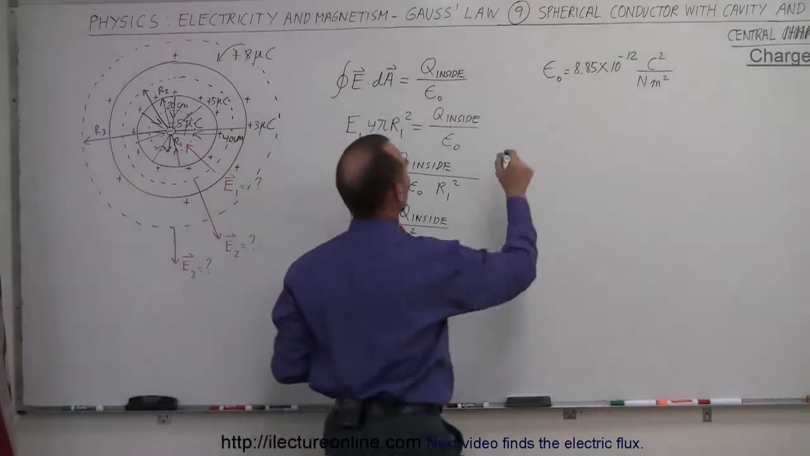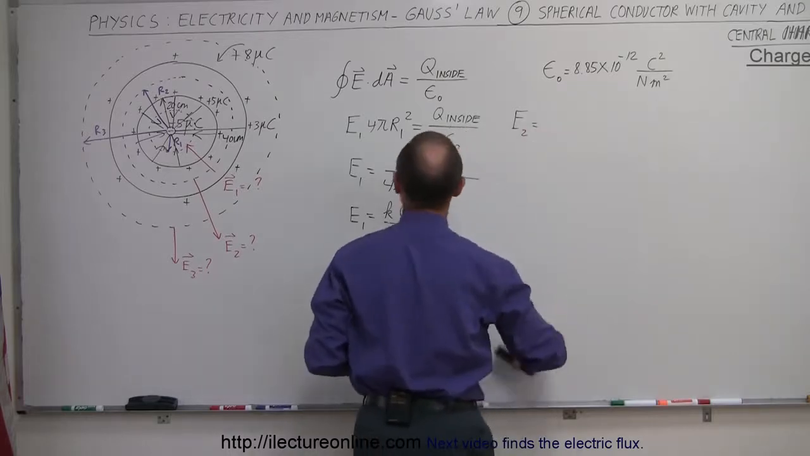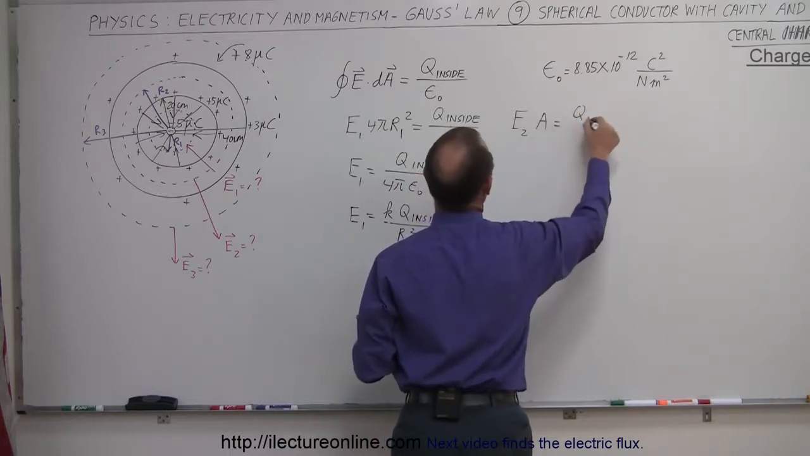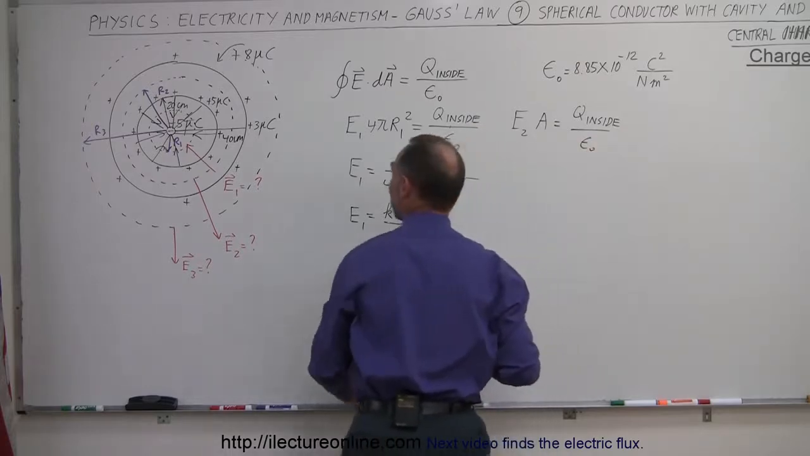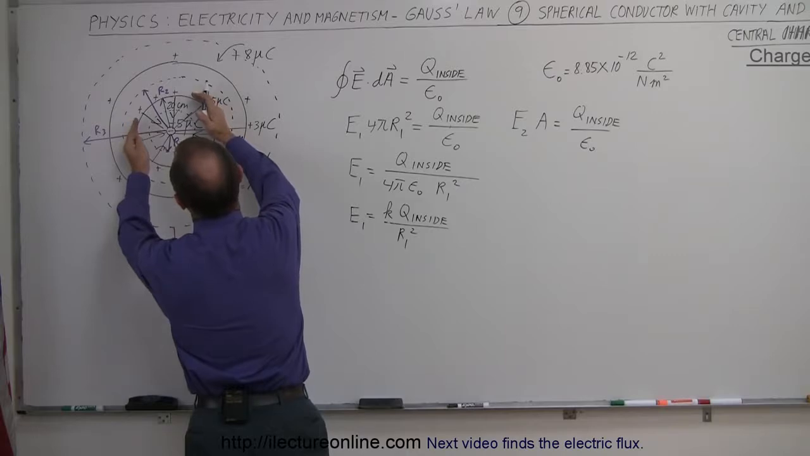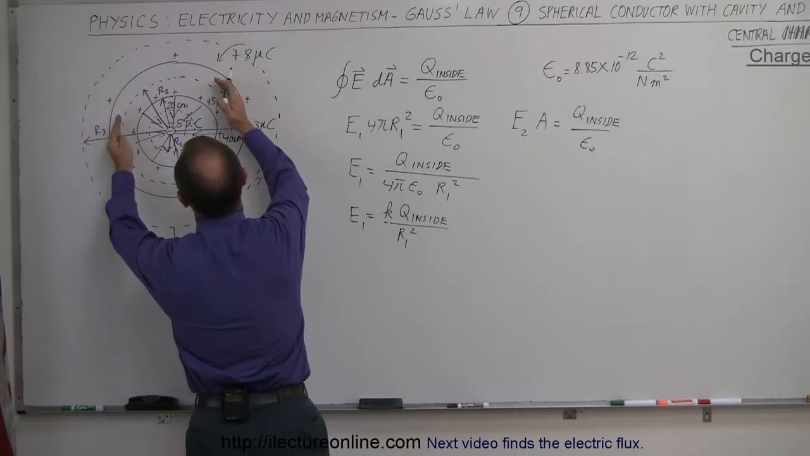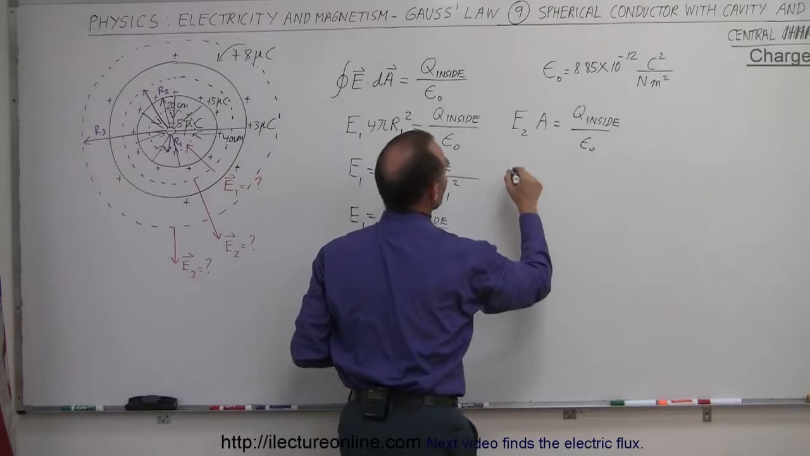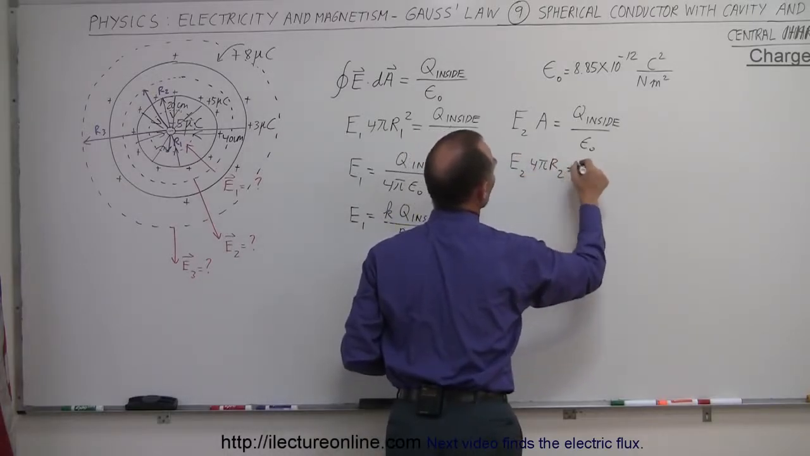Well, we do the same thing. So here we have E2, E2 times A is equal to Q inside divided by epsilon sub naught. And of course, what would be the area of the Gaussian surface? That would be between this inside surface of the conductor and the outside surface of the conductor. So the Gaussian surface here would be R, the radius to that would be R2. I have it drawn right here. So it would be E2 times 4 pi r2 equals Q inside.